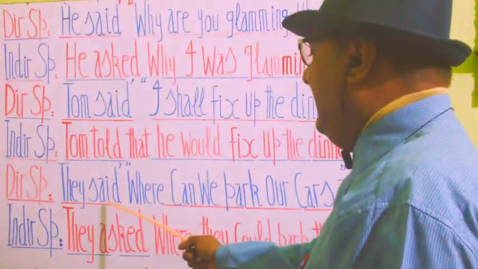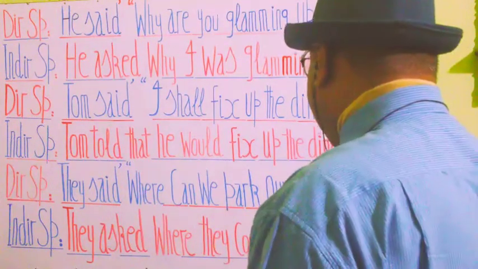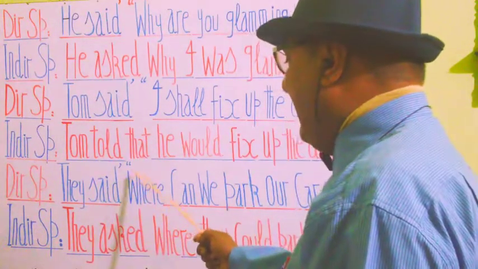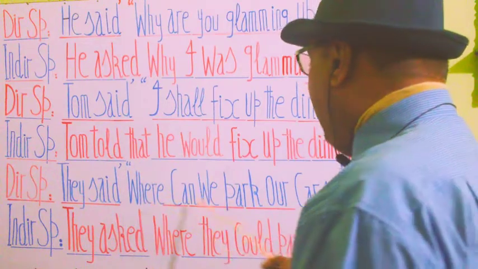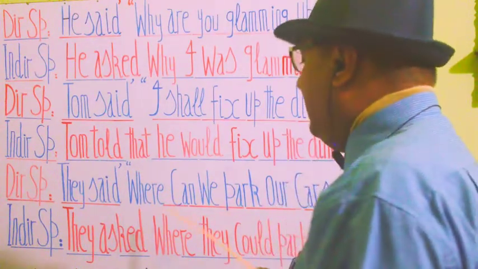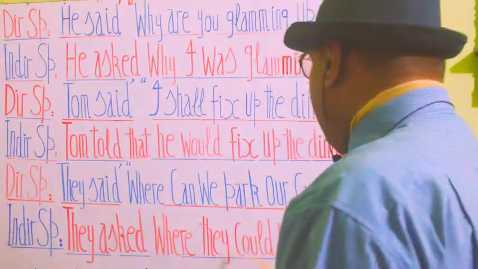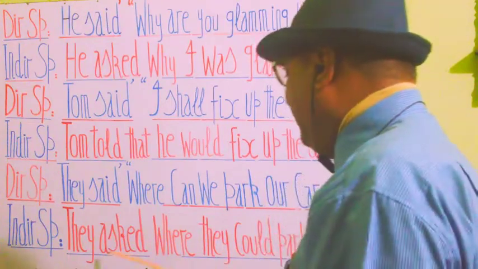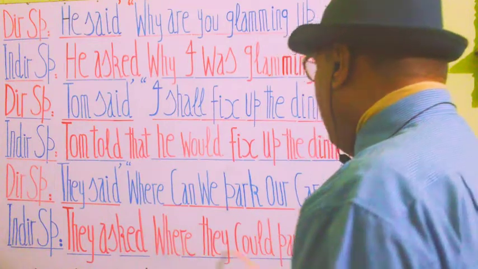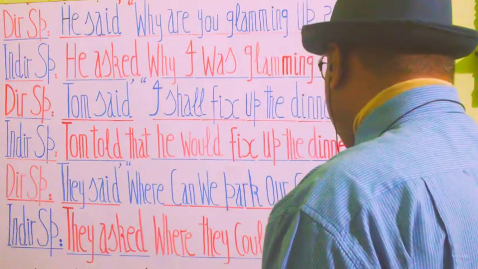Now let's proceed to the next phrase in direct speech. You see, they said, comma, inverted comma start, where can we park our cars? Commas close, interrogative sign. Let's now see its change. Here you see, they asked where they could park their cars.